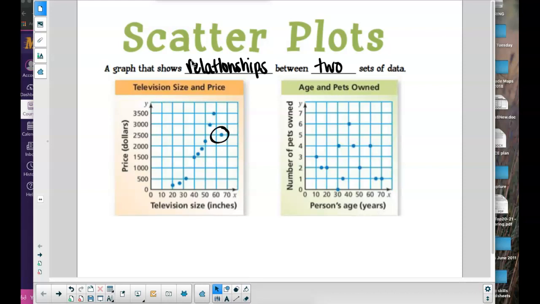And then we have this one, a scatter plot with dots all over, and they look pretty random. The first one, you could see they were kind of going up together. This one is pretty random, because a person's age does not really affect how many pets they own. Would you agree with that? We could have somebody that's 70 years old and never had a pet.